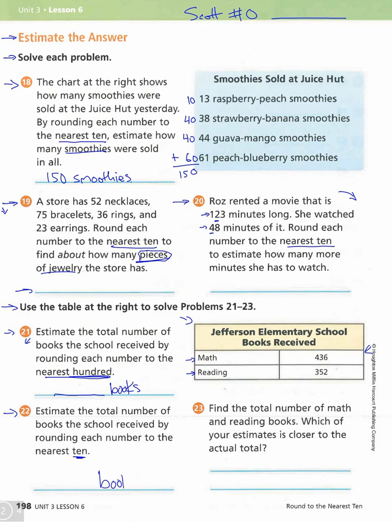Our label is still going to be books. We're still counting the books, right? So pause the video, get that done. When you're ready to go, we'll look at number 23.